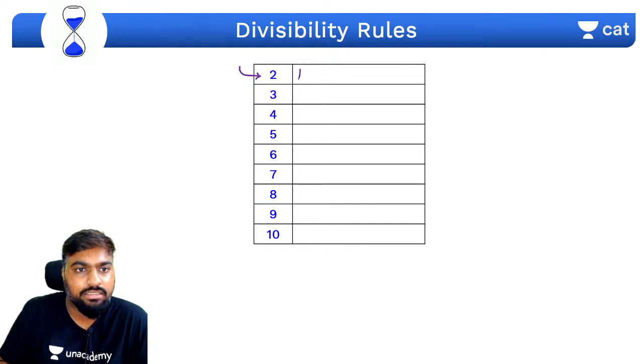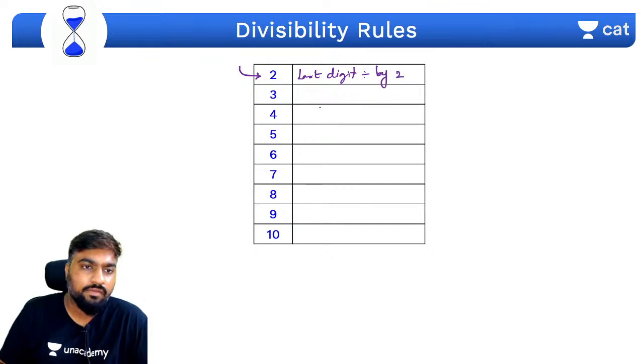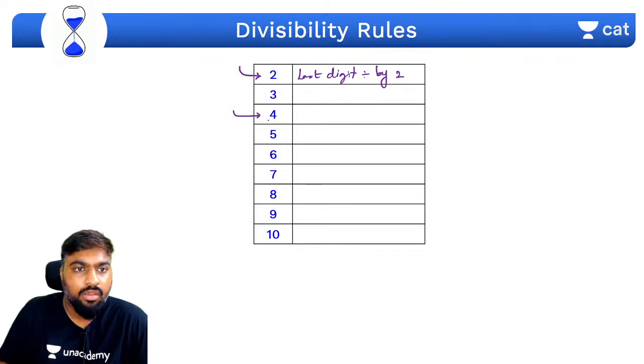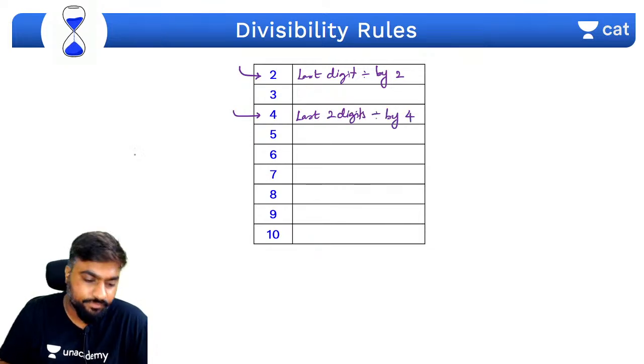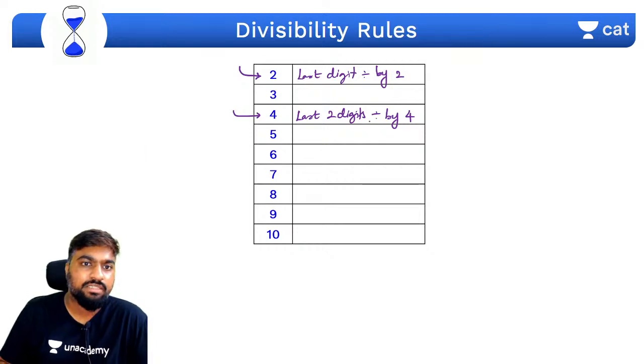Correct? Last digit must be divisible by 2. Now with 2 there are other numbers that follow a similar suit, like 4. If a number has to be divisible by 4, listen to this carefully. If a number has to be divisible by 4, then the last 2 digits must be divisible by 4. Yes, last 2 digits must be divisible by 4.